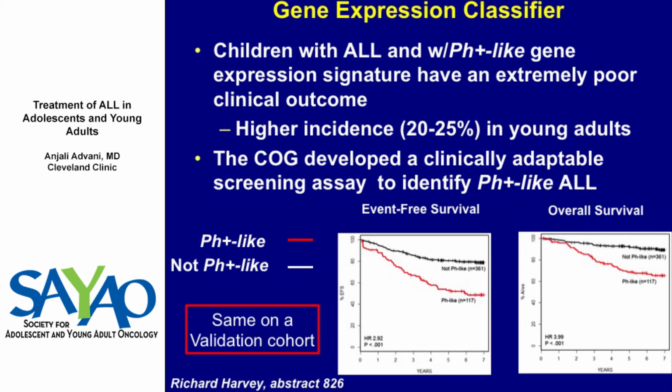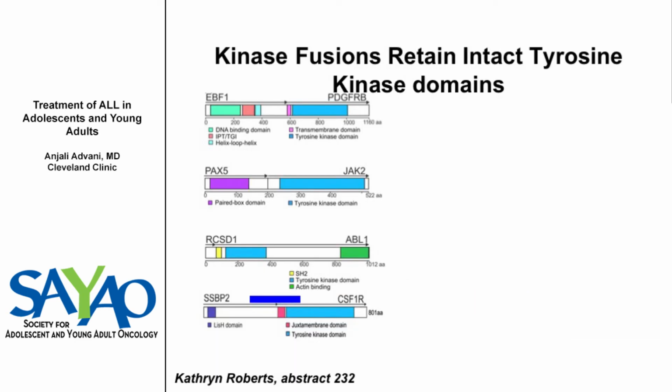Children with ALL, as we've discussed, have an extremely poor clinical outcome when they have this pH-like gene signature. So the COG developed this clinically adaptable screening assay to identify pH-like ALL. When Harvey and Willman looked at the young adult population, they were able to show that this incidence, as Deepa was discussing a little bit ago, was quite high, about 20 to 25% in this young adult population. This correlates with both event-free and overall survival. And as mentioned, many of these patients now have kinase fusions that have been identified that retain intact tyrosine kinase domains.